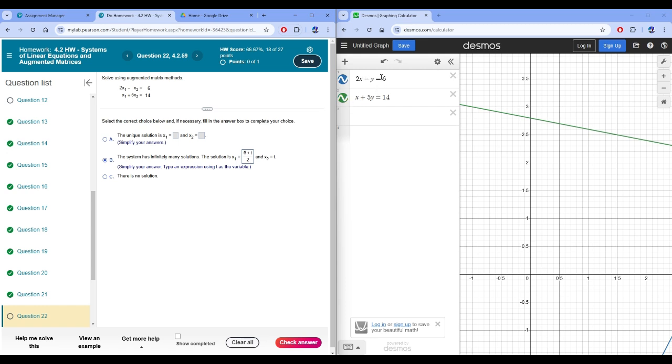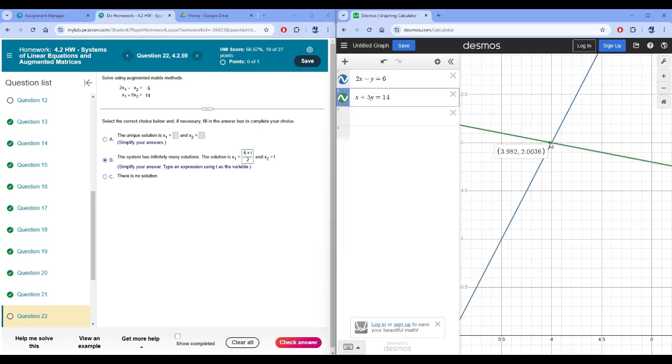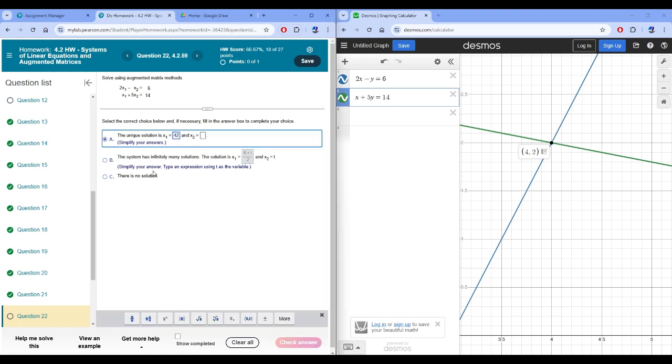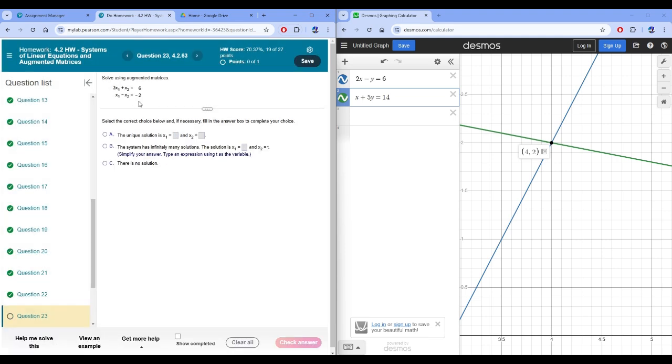2x minus y is equal to 6. x plus 5y is equal to 14. Oh, there's an intersection. That was dumb. 4 comma 2. Good.